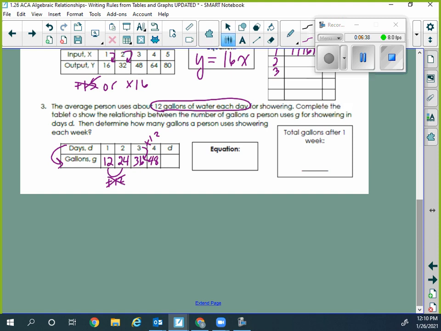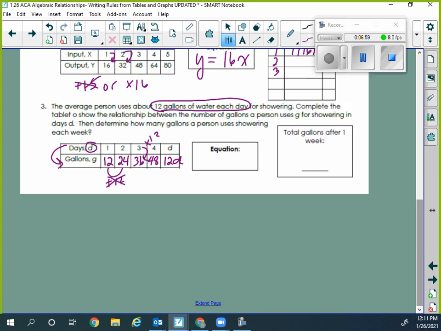Exactly. It's saying for any number of days, what are you going to do? Times 12. So what should go in this box? 12, not X, but what is our variable? D, right? See, the days is D? So it would be 12D that would go right there.